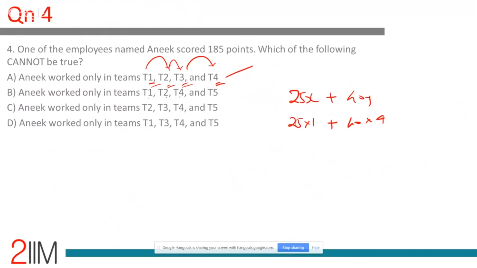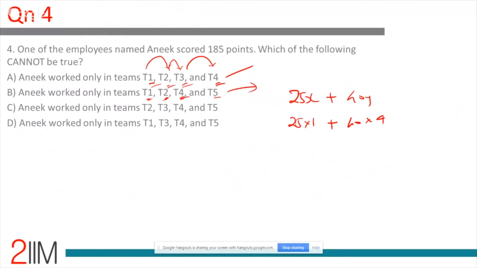T1, T2, T4 and T5. T1 and T2, he could have been a special employee. And then he could have participated in the T2, T4 swap to go to T4. And then gone step by step from there. So is that possible? T1, T2, T4, T5.